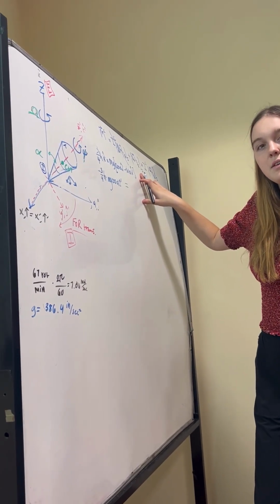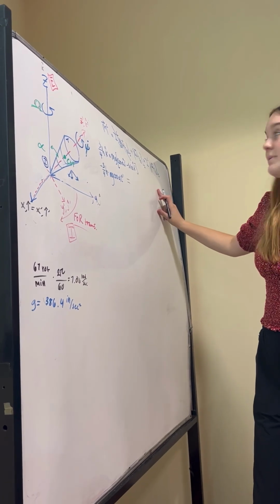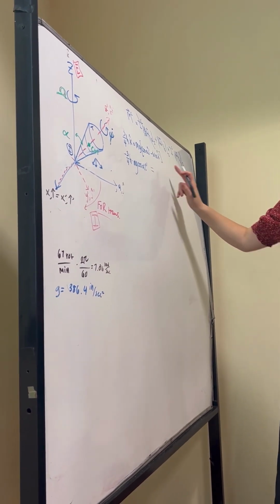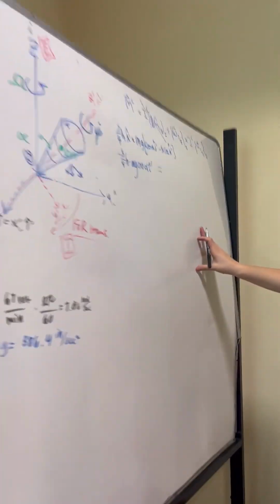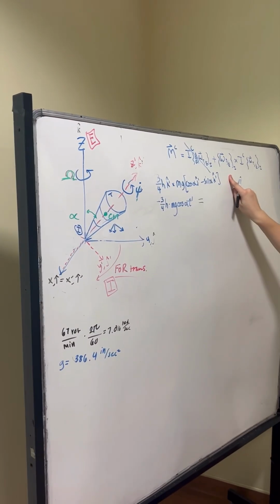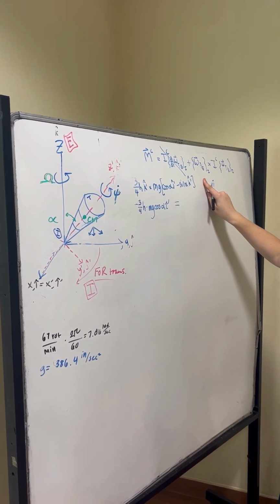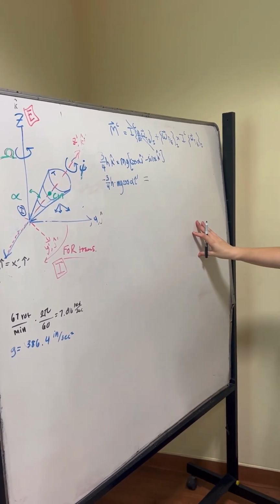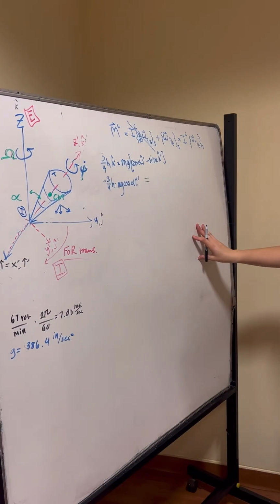Should we find this one first? Yeah, we can do either first. It doesn't matter. We all have to do both in the end. What are we trying to do? Find omega of the top with respect to the Earth. Let's do that first, in the intermediate reference frame. We'll do the matrix later.